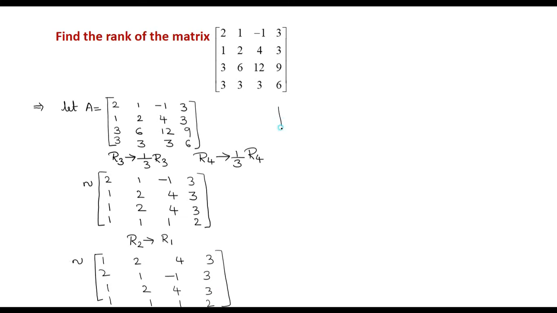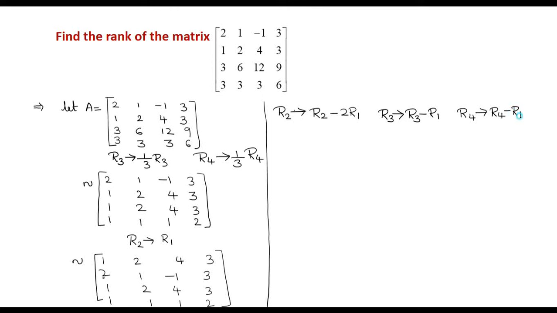Now this matrix we have to reduce to echelon form by elementary row transformations. To reduce these elements to 0, using the row R1, R2 changes to R2 minus 2R1. Similarly, the third row is reduced to 0 by taking R3 to R3 minus R1, and here the element is also 1, so R4 will change as R4 minus R1. With these transformations, the first row remains the same, 1, 2, 4, 3. The elements in the first column become 0, because we have taken the transformations accordingly.